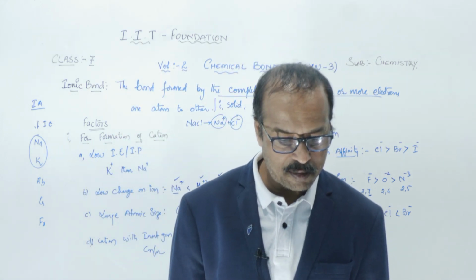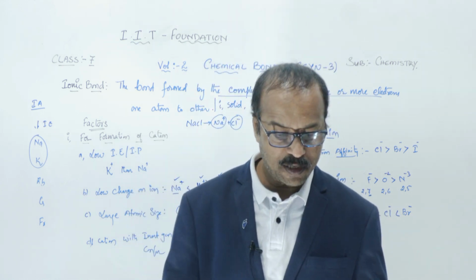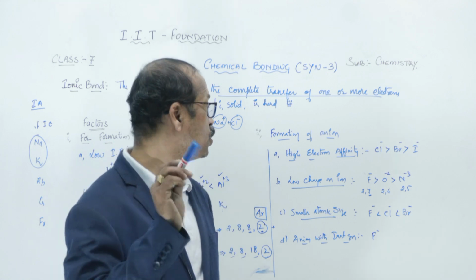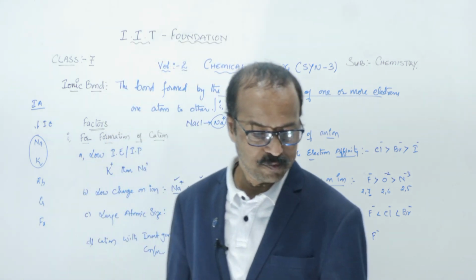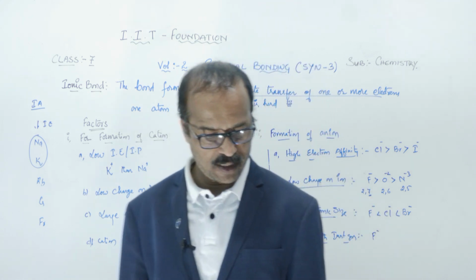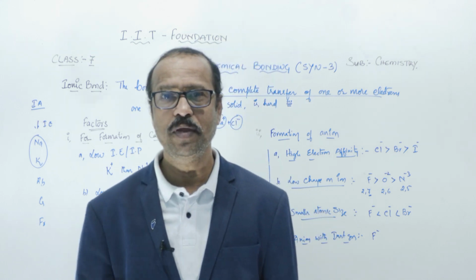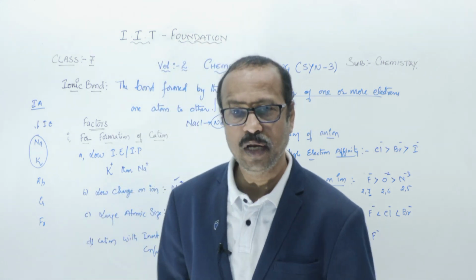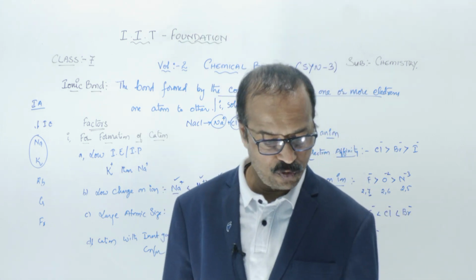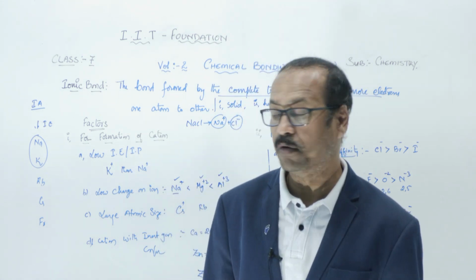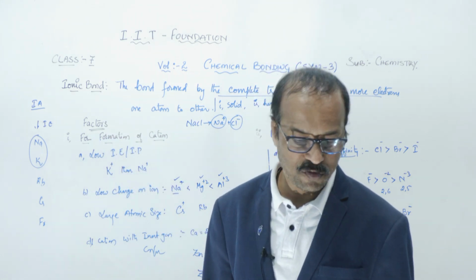Second one, a magnesium atom obtains stability by losing how many electrons? Magnesium's electronic configuration is 2, 8, 2. So it loses 2 electrons. So the option is 2 electrons, page number 22. Third question, sodium ions attain stability by loss of electrons. Sodium is 2, 8, 1, so it loses only 1 electron to attain stability. So the option is 3. Fourth one, sodium chloride is an example of what? Ionic bond. So the option is 4.